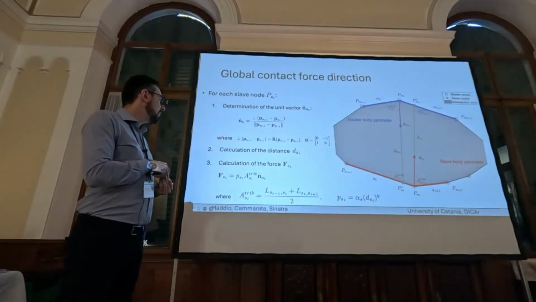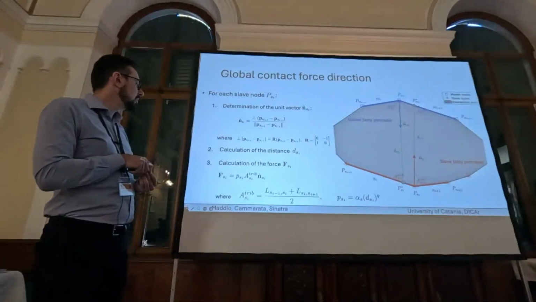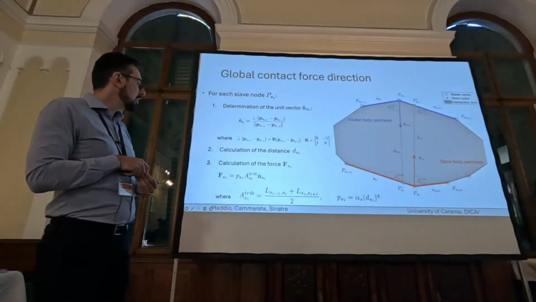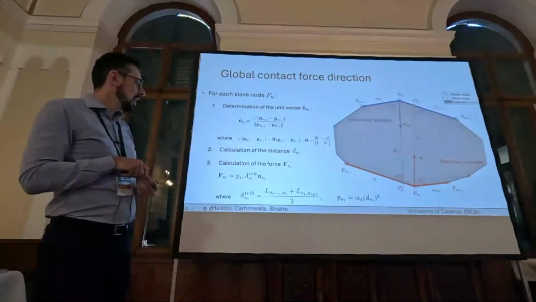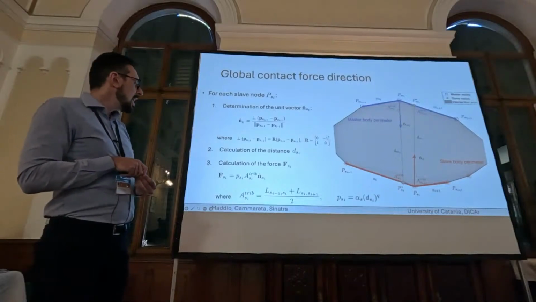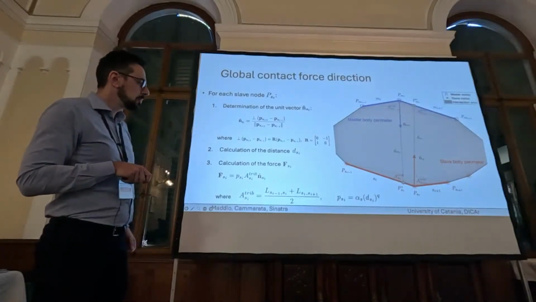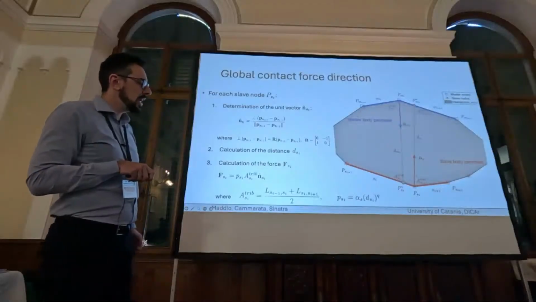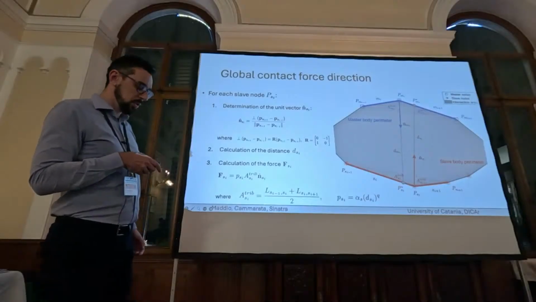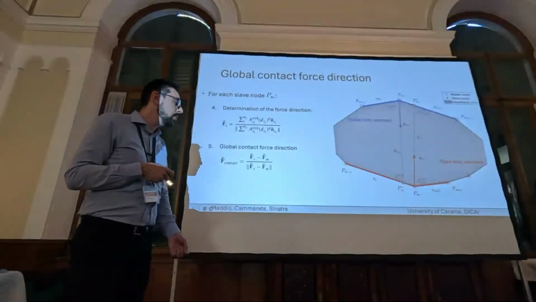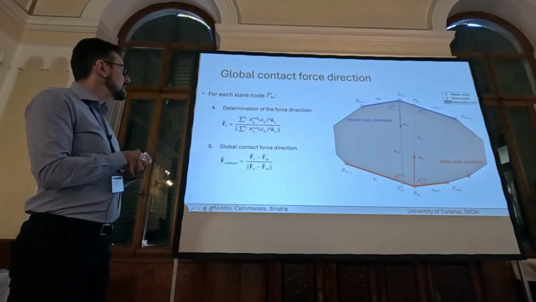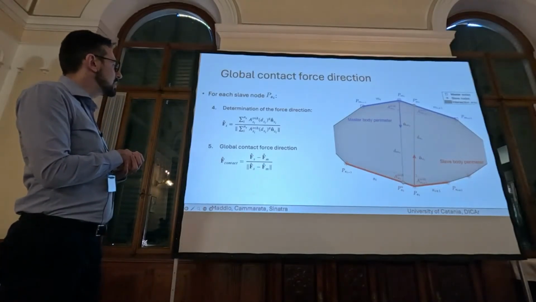The calculation of the force will be equal to a pressure times the tributary area, given by this equation, the average value of these two length segments, times the normal. The pressure will be equal to the scaling factor, alpha_s, times its distance, to the power of q. I will give you more details about q. So the determination of the force direction is this formula. This is only for the slave body.